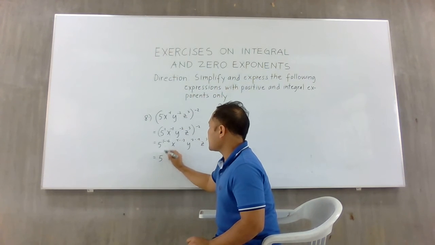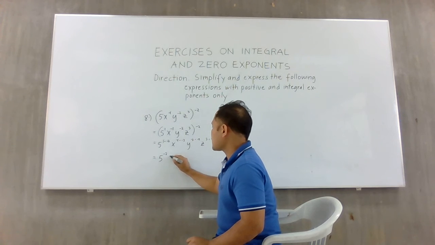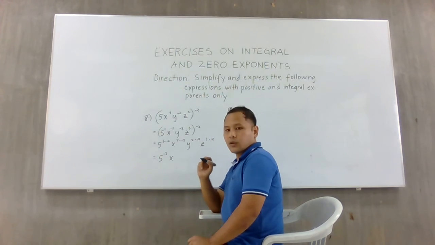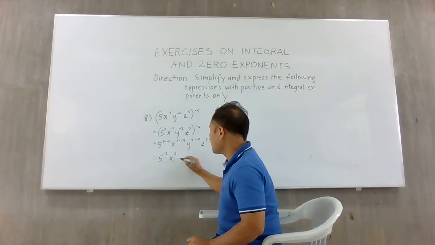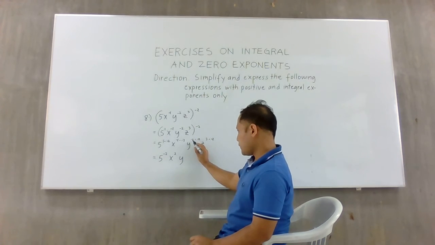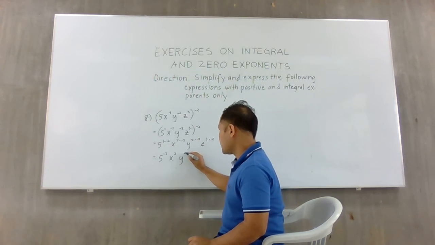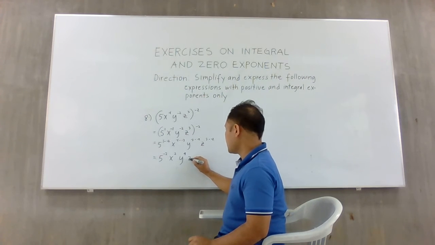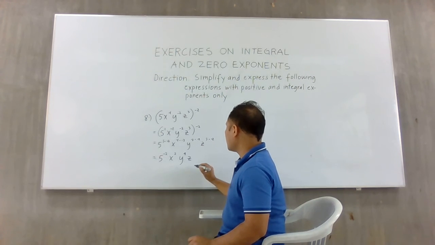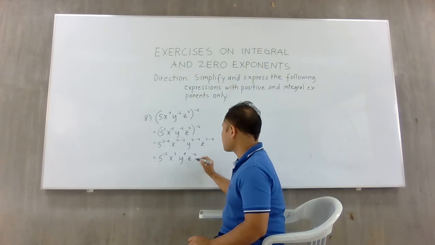So 5, 1 times 2, that is negative 2. Okay. X, negative 1 times negative 2, positive 2. Y, negative 2 times negative 2, positive 4. Then z, 3 times negative 2, negative 6.